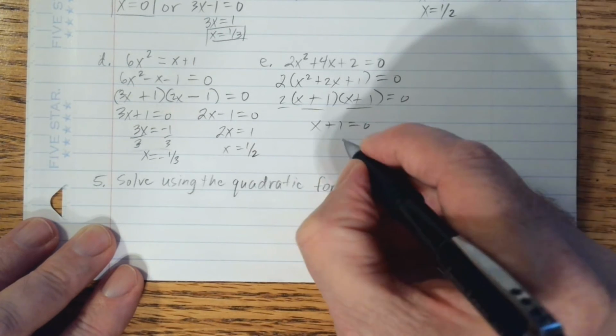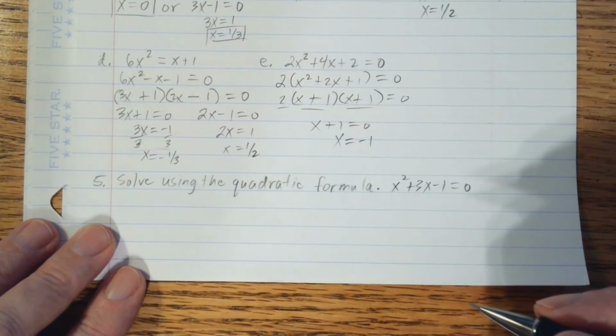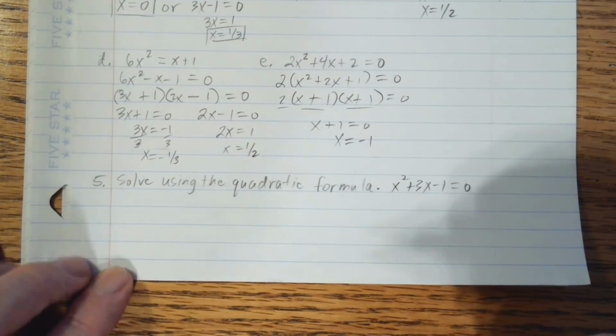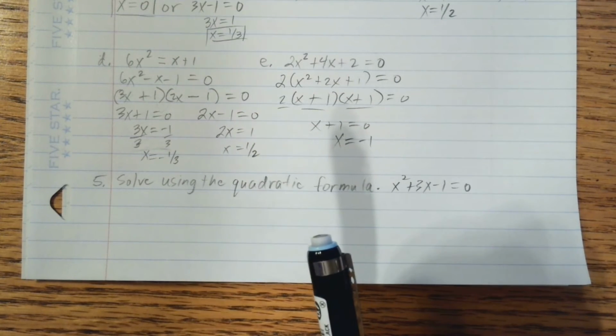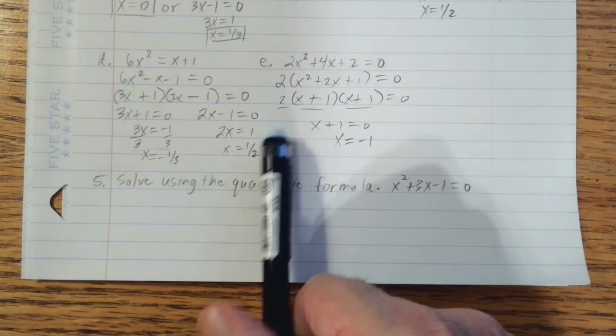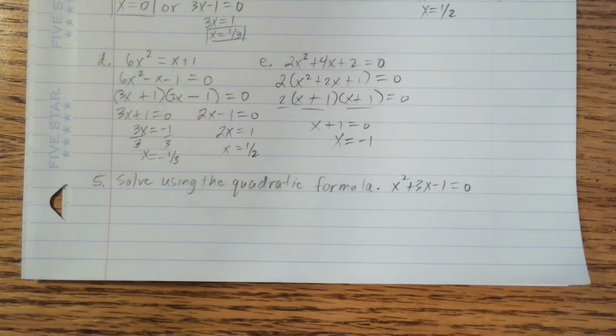I don't need to do that again. And so I get negative 1. And so our solution is just negative 1. The 2 doesn't add anything to our solutions. So there may be a problem here or there that you'll run into where you can factor out a factor like that, and it'll make your other factoring easier. All right, last problem. We're going to use the quadratic formula.